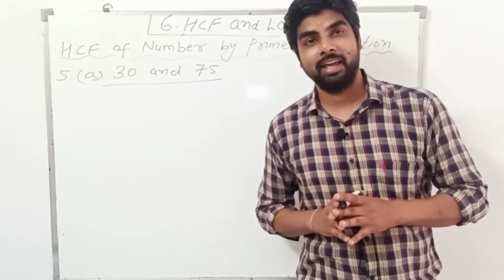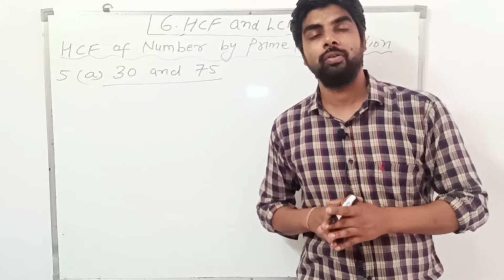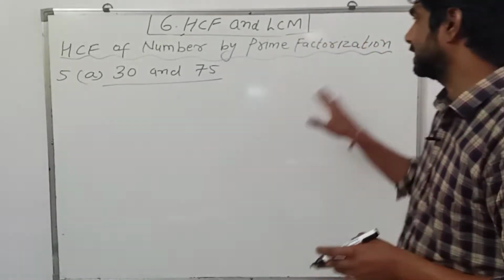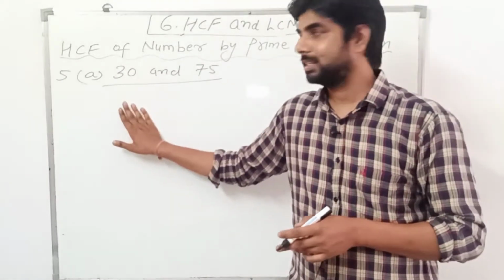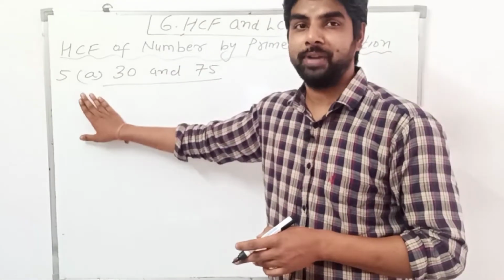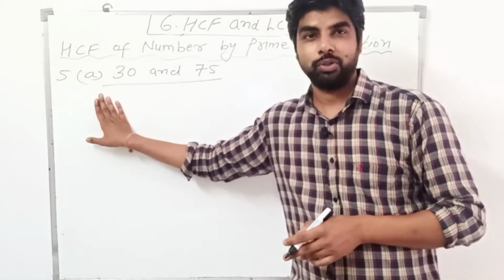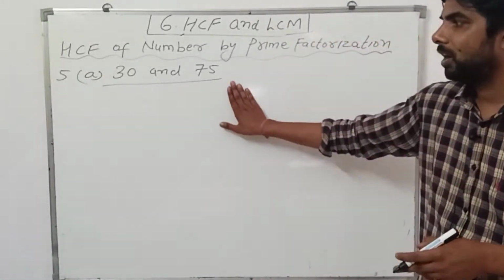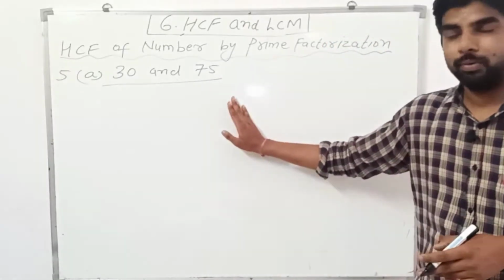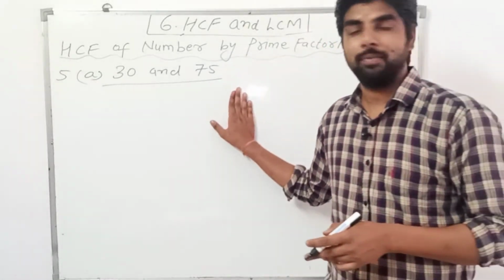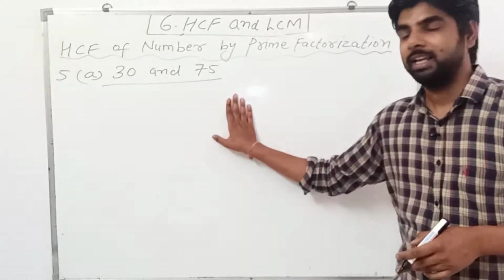Okay, now we will learn the next method of finding out HCF, that is known as the prime factorization method. So I am taking Exercise 6A, question number 5, and I am solving question A. In this we have to find out the HCF of 30 and 75. Let's see how we can find the HCF of 30 and 75.